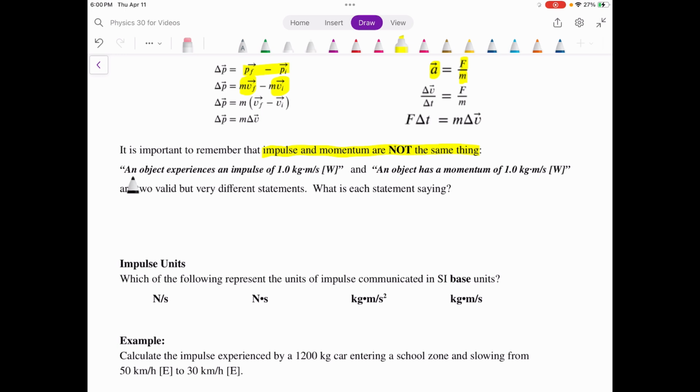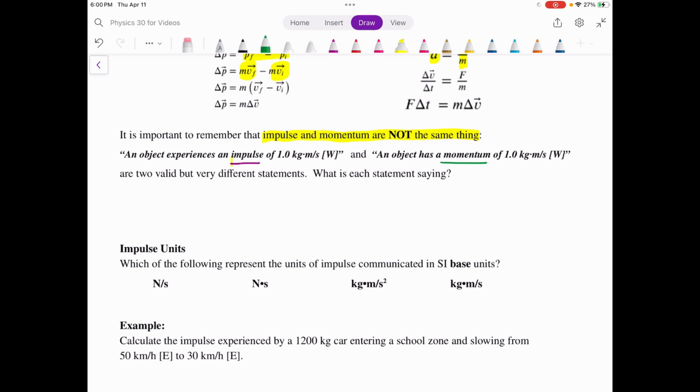Okay, so to really get at this, right, an object experiences an impulse of 1 kilogram meter per second to the west versus an object has a momentum of 1 kilogram meter per second to the west. Let's think about that. What's the difference between these two statements? They're both valid, but they are very different. What is each one saying?